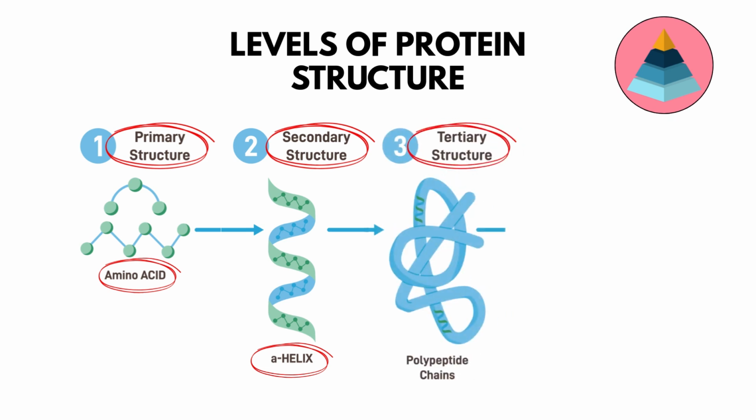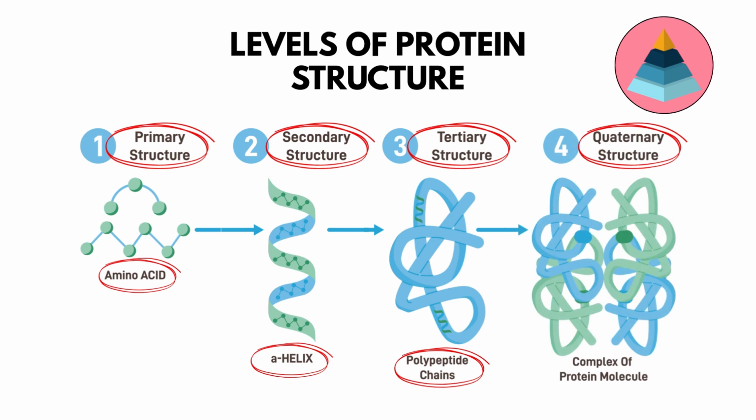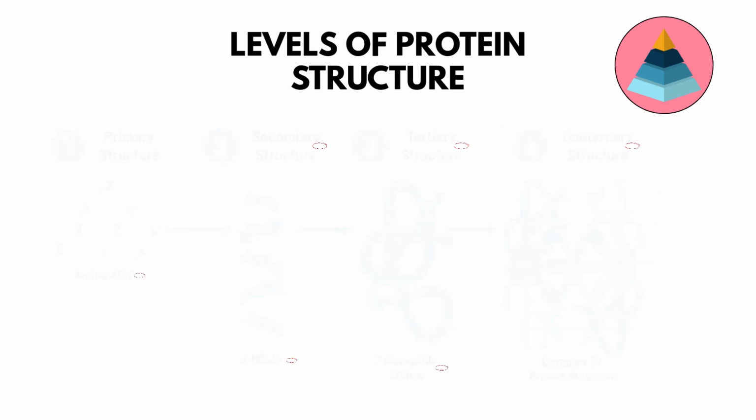Tertiary structure is the full 3D fold of a single polypeptide. Here's where side chain interactions matter most. Hydrophobic collapse, hydrogen bonding, and disulfide bridges all shape the fold. Quaternary structure is when multiple polypeptide subunits come together. Hemoglobin is the classic MCAT example.